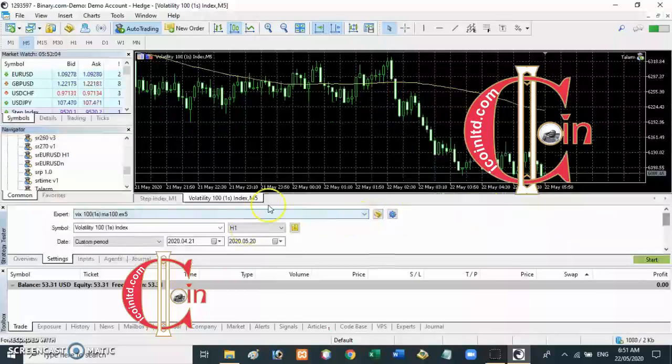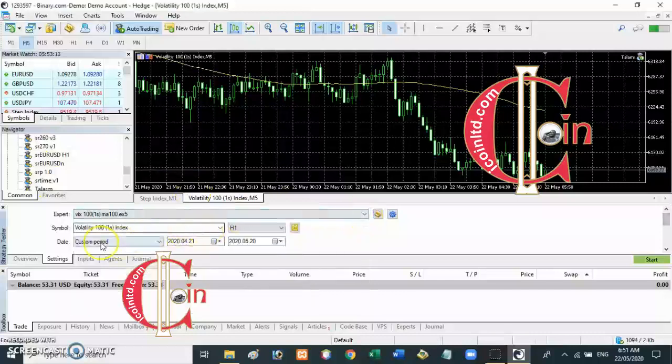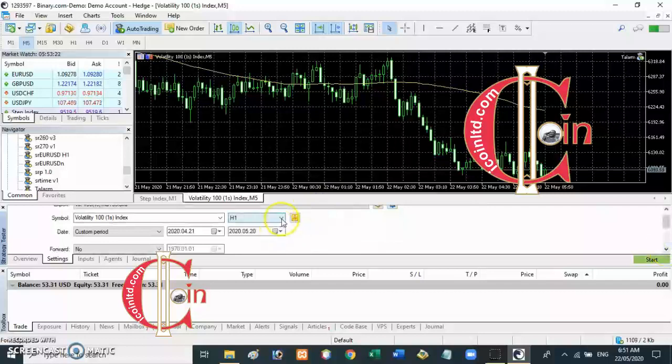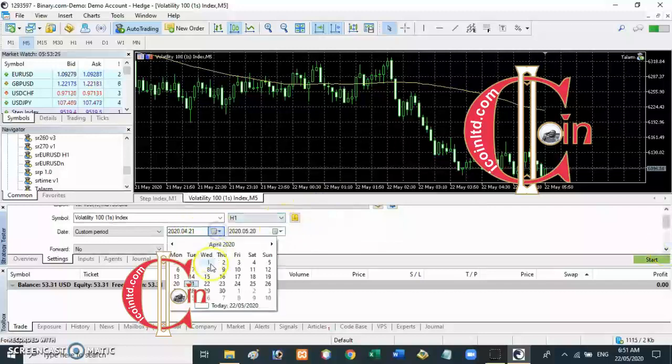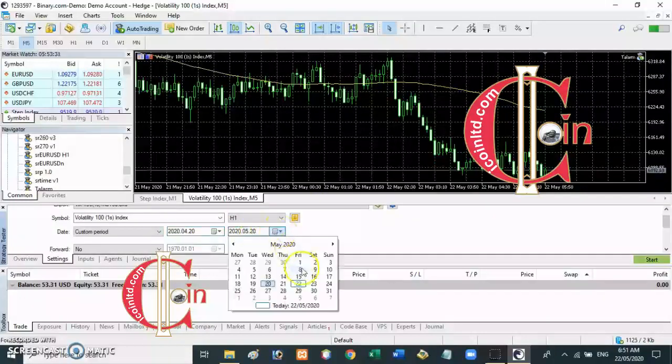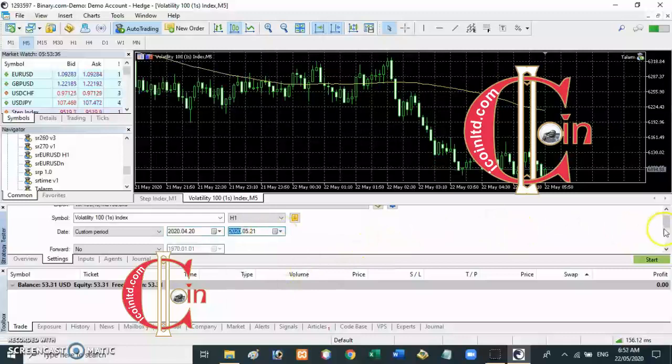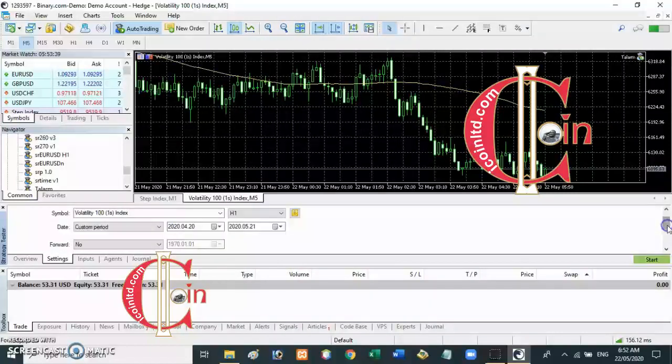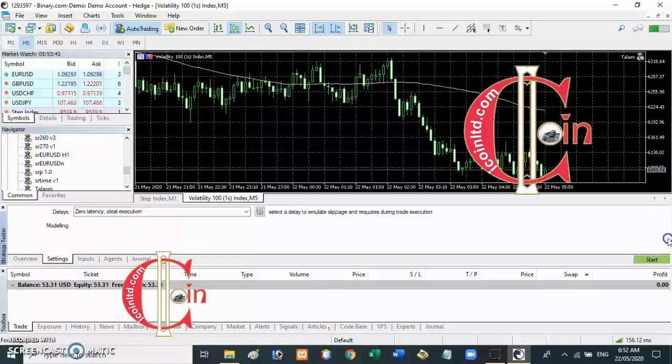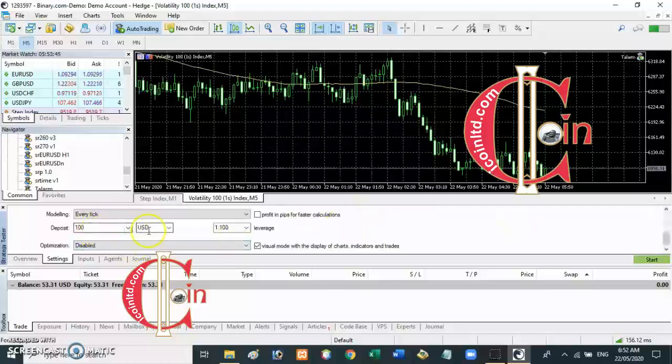Okay, here we are. Here's the name of the robot. All these robots that I have here, their names are here. You just click here, although you don't need this one and you don't need that information. So the symbol you want to test is this one, volatility 100 1 second, and I want to test it using a 1 hour time frame. Let's go with April 20th or so, and then till 22nd. Yesterday is 21st. Let's say yesterday. And I want to use this robot on a $100 account.